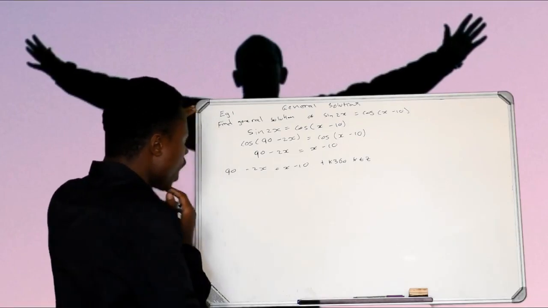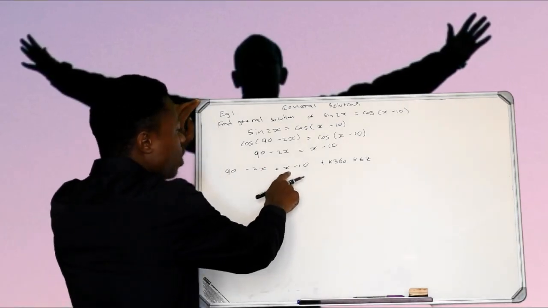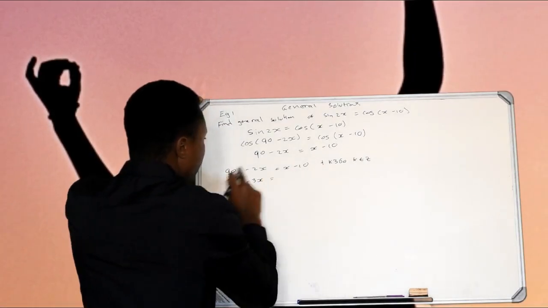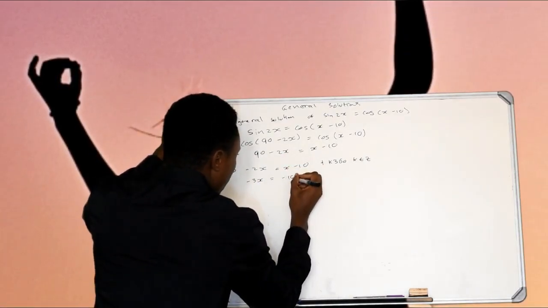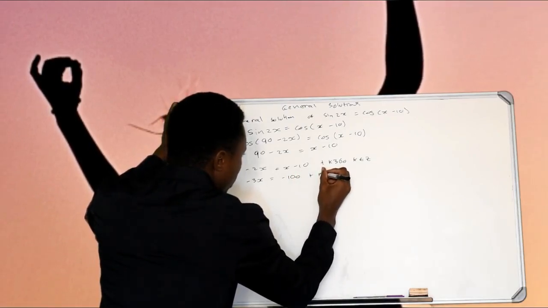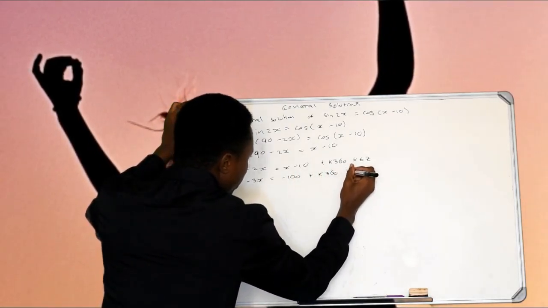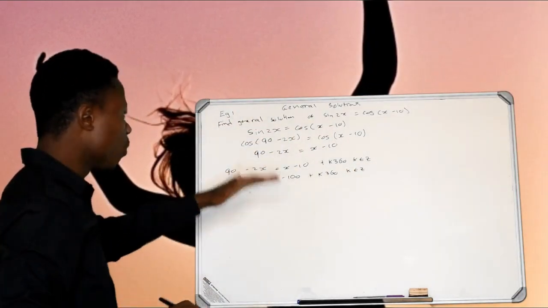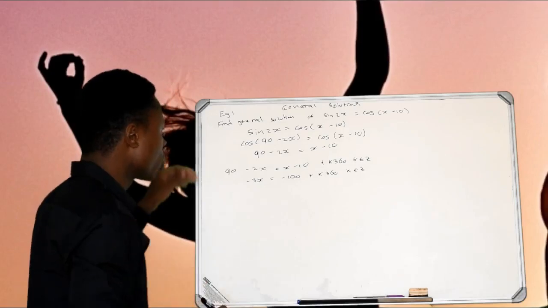So what do I do first? I want to take my 90 onto this side, and then I want to take this x onto the other side. So it will become negative 3x is equal to, if I take 90 onto this side, it becomes negative 100, plus k360, k is an element of z. So you have to continue to write that for all of them, all the way to the bottom until you get to the final answer.